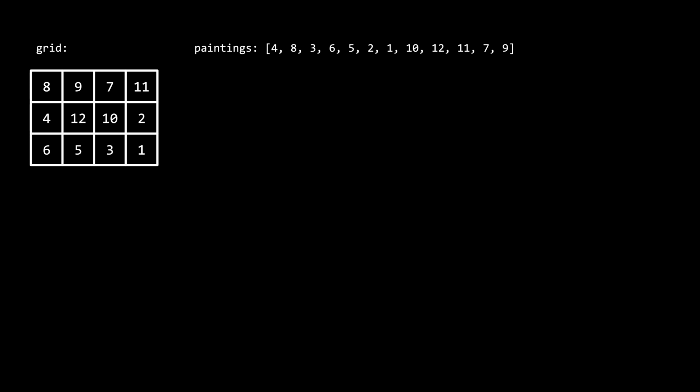The second input is a list, which is called paintings, and it's also filled with exactly one of each number from 1 to m by n. The array represents the spot in the grid that we will paint in the order that we will paint them. So for this first example, the first position that gets painted at time 0 is the 4. Next, at time 1, the 8 gets painted. Then at time 2, the 3 gets painted, and so on.